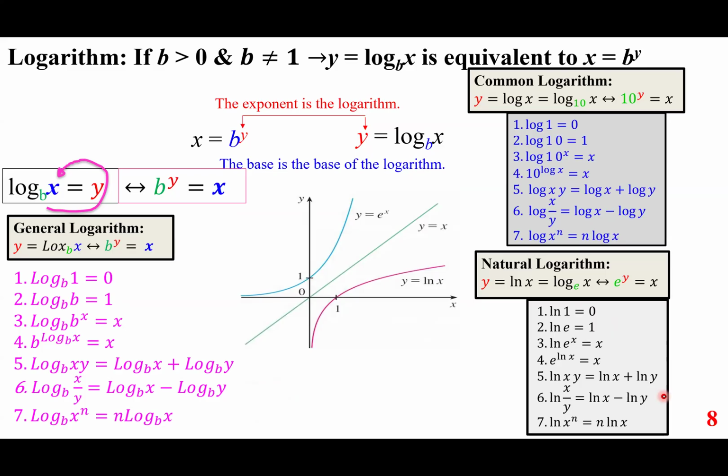Now, if you look at the graph of y equals ln x versus y equals e to the power of x, because they are inverse of each other, they are symmetric with respect to the line y equals x.